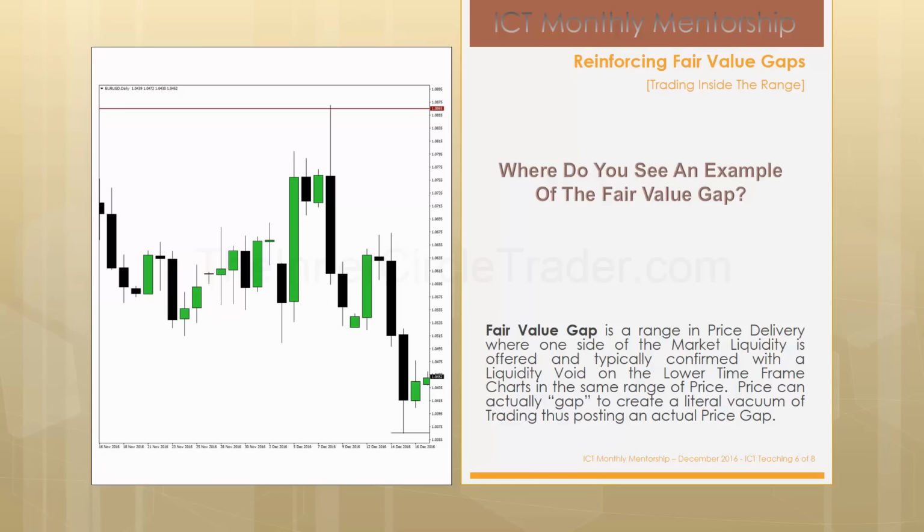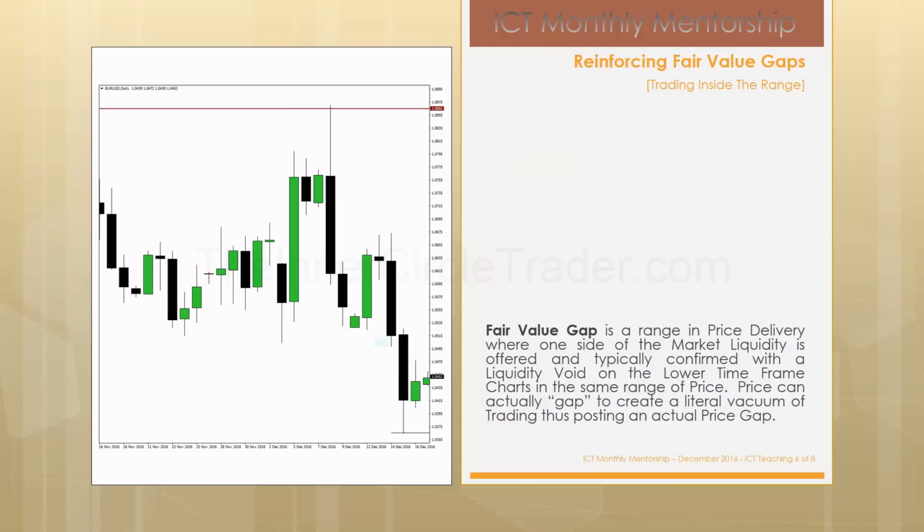Okay, and I'm going to ask you, where do you see an example of the fair value gap? Okay, I'm going to draw your attention to it here. It's that blue shaded area on the daily chart. Let me explain why I'm shading in that specific area of price. It's about a 20 pip range on the daily. But inside of that blue shaded area, that is what is commonly referred to in my work as a fair value gap.